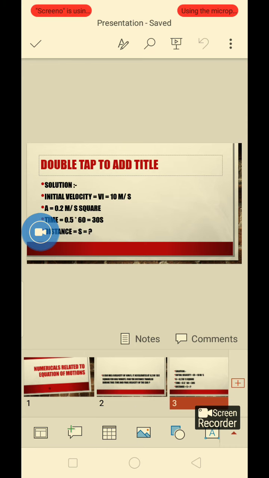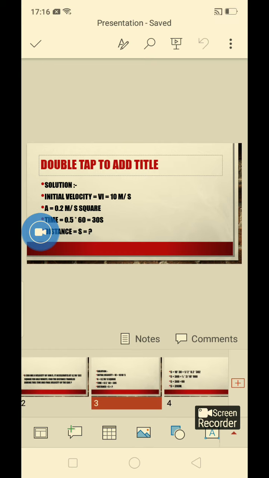So the initial velocity we have is 10 meters per second. Acceleration is 0.2 meters per second squared. Time is half multiplied by 60. Always we take the time in seconds, which is half multiplied by 60, which is 30 seconds. Distance is what we have to find out. So using the second equation of motion, S is equal to Vi t plus half a t squared.